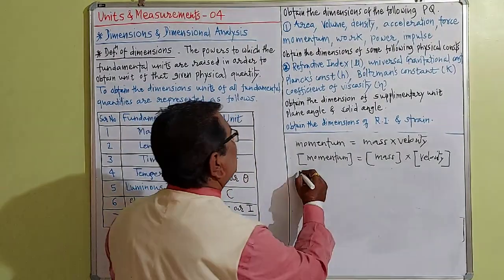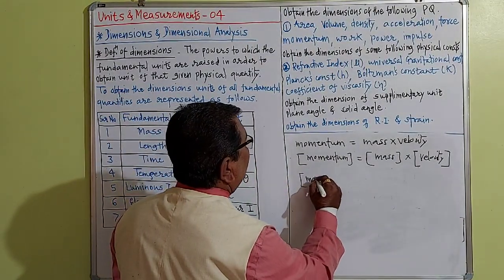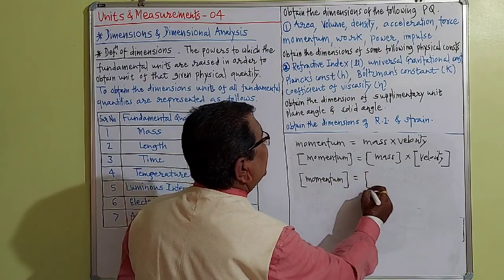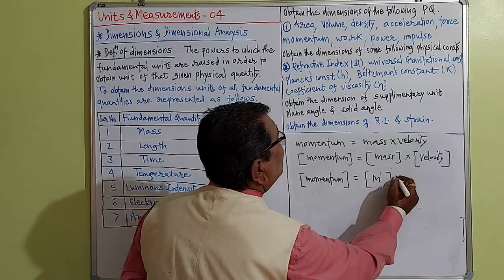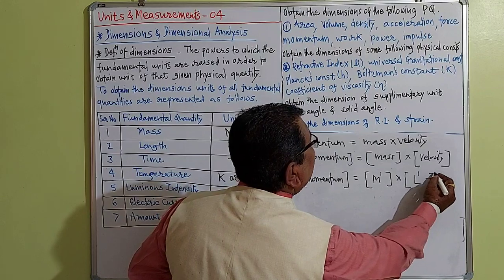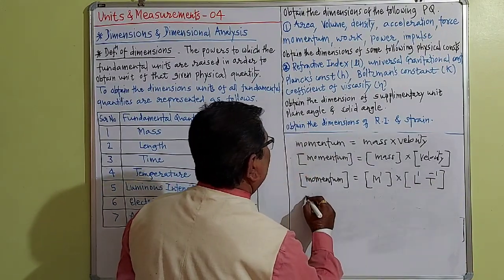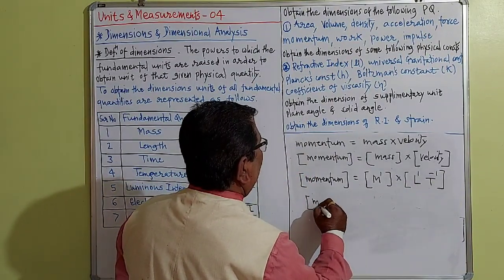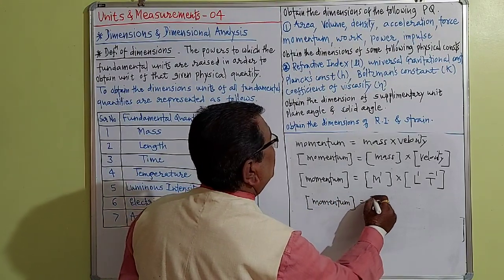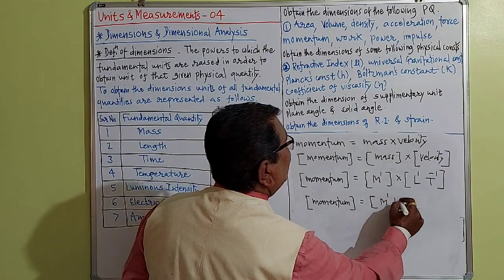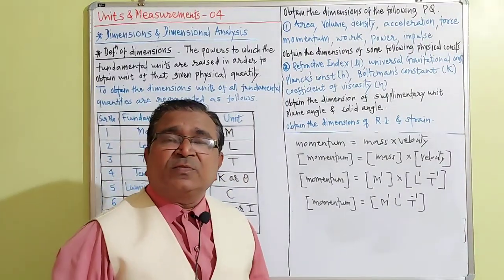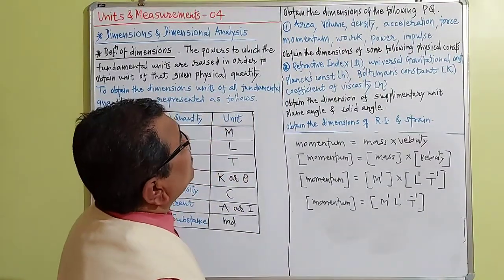Okay. So dimension of momentum is equal to, what is the dimension of mass? m1. What is the dimension of velocity? That we have already calculated, L1 T minus 1. So you will get what? Dimension of momentum is equal to m1 L1 t minus 1. Take a screenshot after pausing the video.